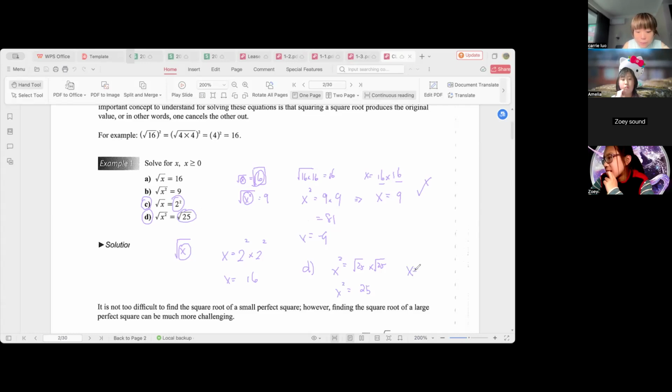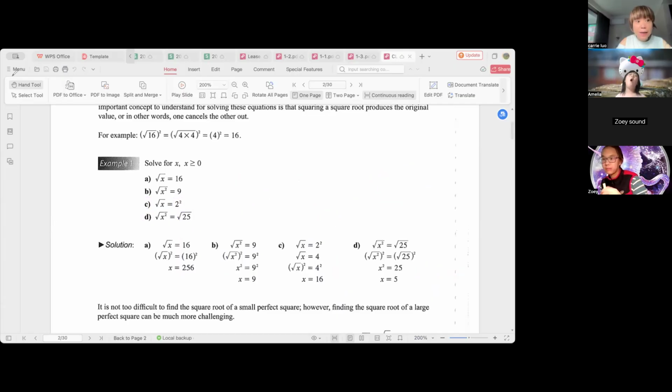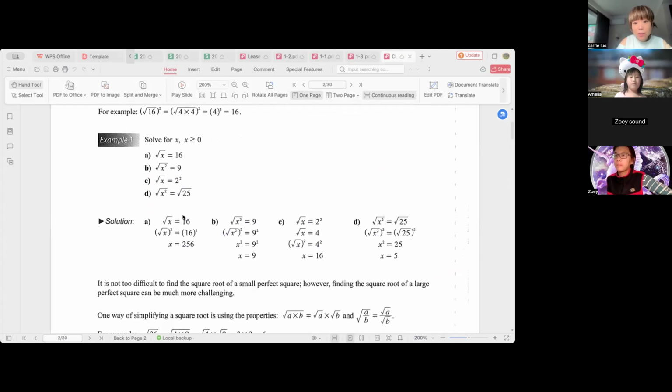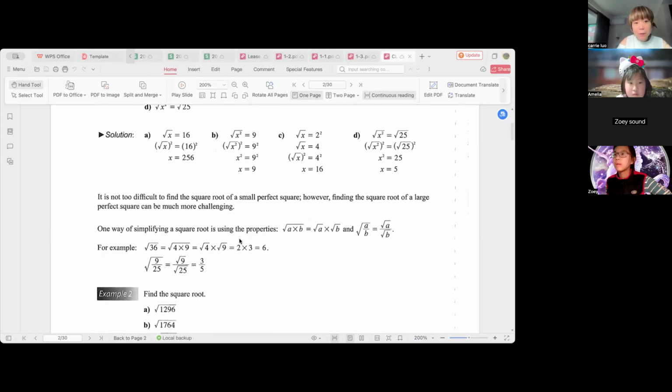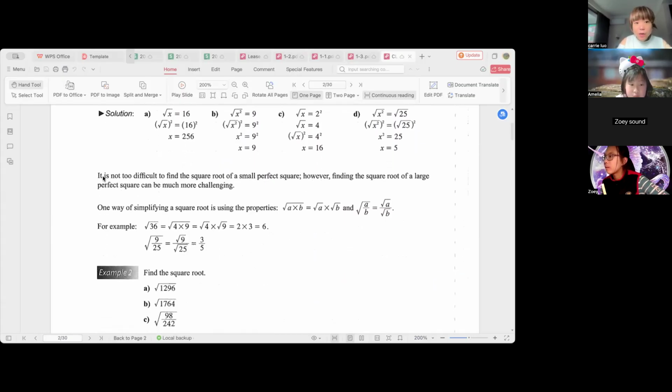So x equals what? x squared equals 25, x equals 5. Yes or no? Because if x squared equals 25, can x equal negative 5 as well? Yes, because negative 5 times negative 5 equals 25. Understand? Okay, so this question only needs those answers, but we can do better than that. Okay, it could be negative. Don't worry about it, but it's not too difficult to find the square root of a small perfect square.